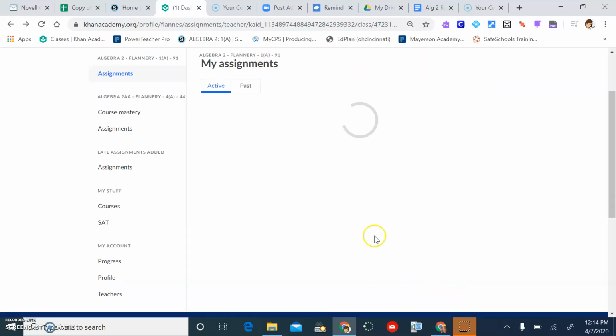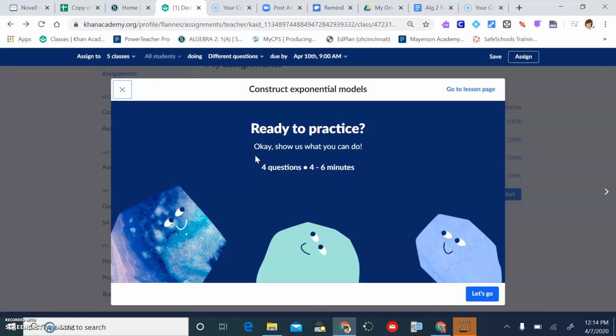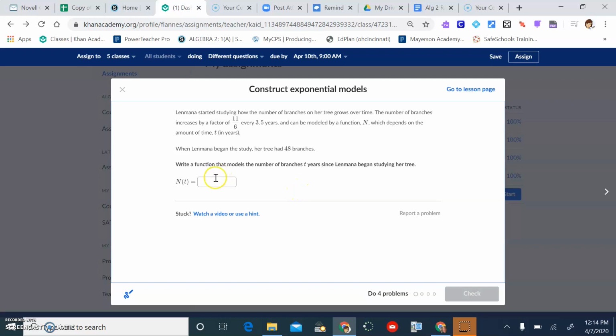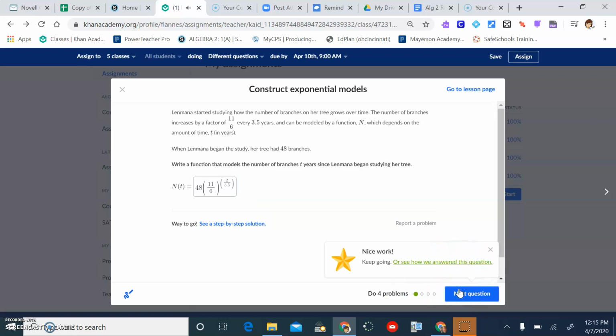It didn't take too long. Let's try it again. All right, starting with 48 branches. Figure out the rate. Increases by a factor of 11/6. Now this is where I get confused because they said the word factor, so I think it should just be 11 over 6. Every 3.5 years, so I think it should be t divided by 3.5. Whoops, in the exponent. Don't forget parentheses. Ta-da!